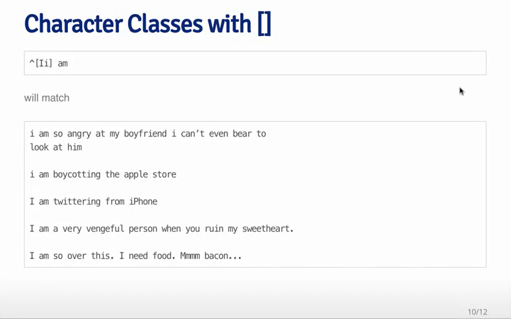The next thing you can do is start combining these together. For example, you can say, I want to look at the beginning of the line to see either a capital I or a lowercase I. That will match lines like this, where it's a lowercase I or a capital I beginning the line, followed by am. So it allows the start of the line, either a lowercase or capital I, and then the literal am.